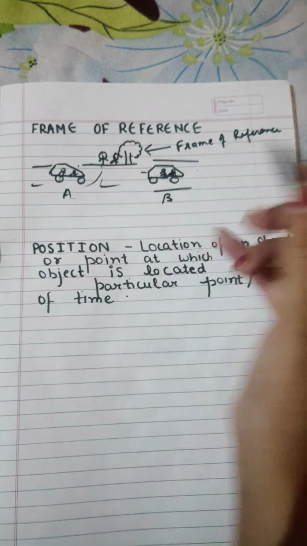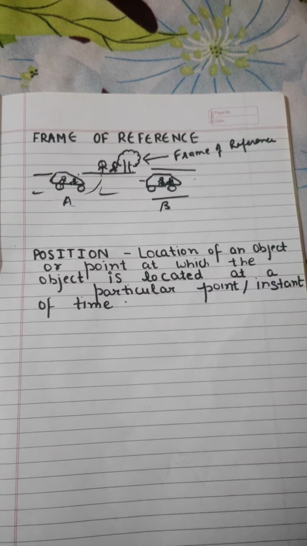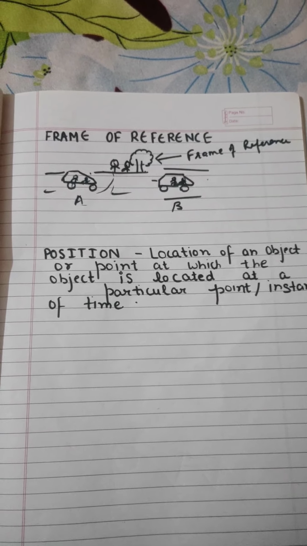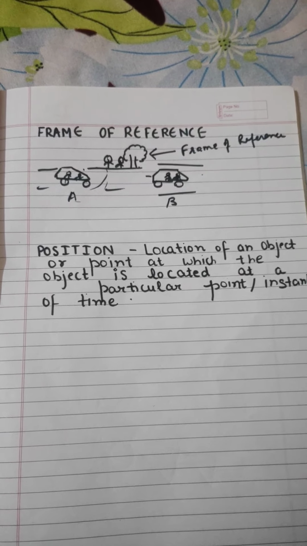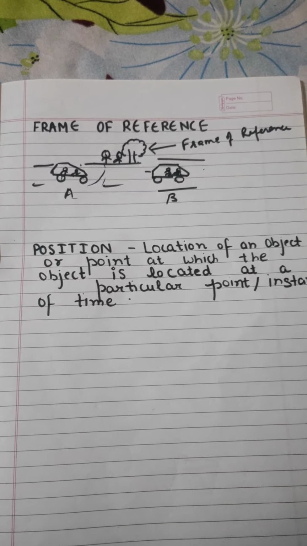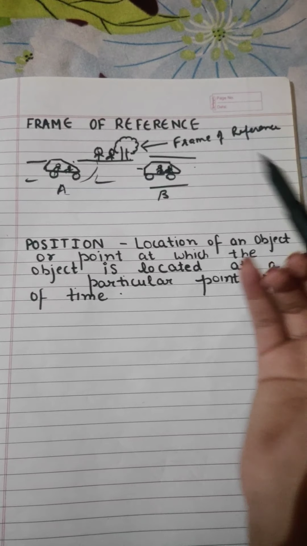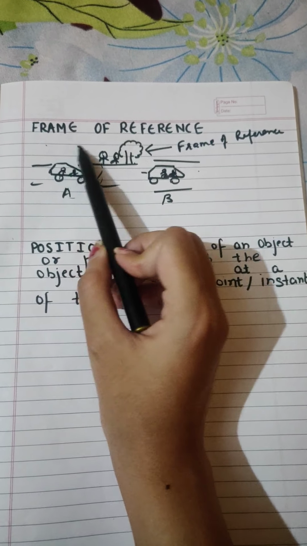So basically frame of reference is very important, as it can help us know about the change in position, or help us describe the motion. And also the motion basically depends upon the person that is observing the motion. Okay, so now we've talked about frame of reference.